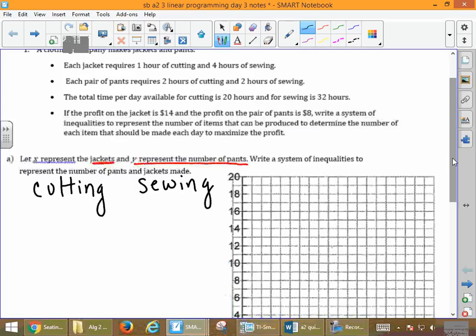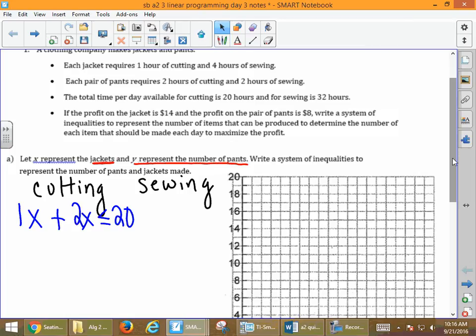Well, each jacket requires 1 hour of cutting. So it's going to be 1x, because x represents the jackets. And how many hours does it take for us to cut pants? Yes, 2 hours to cut pants. How much total time do we have available at our company to do the cutting of the jackets and the pants? 20 hours. Less than or equal to. We've got 20 hours, no more.